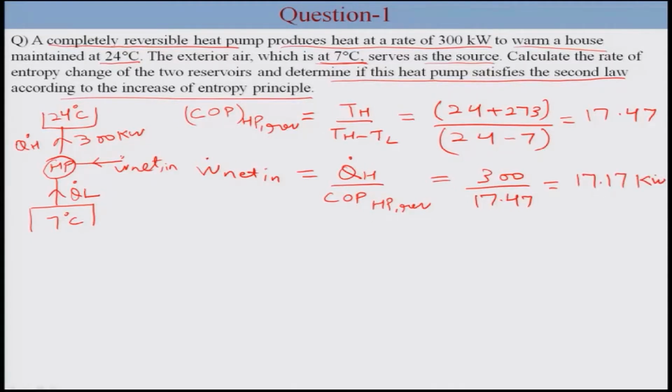Now, the rate at which heat is removed from the low temperature energy reservoir is QL dot is equal to QH dot minus W net input. This is equal to 300 minus 17.17. So, it gives 282.8 kilowatt.